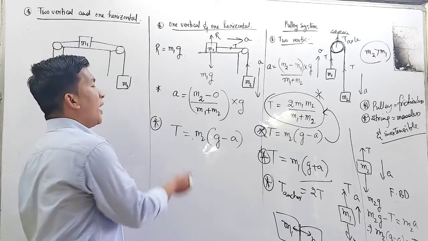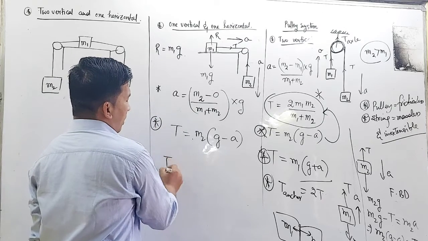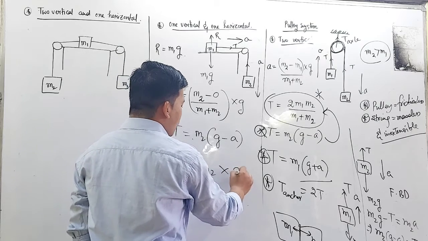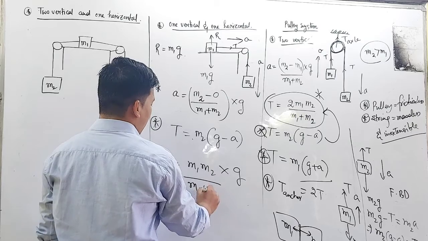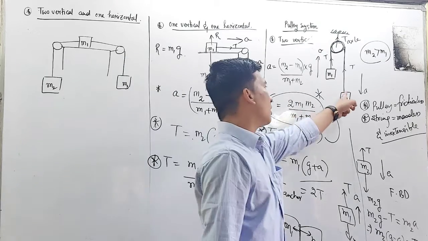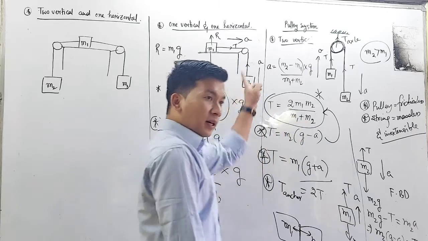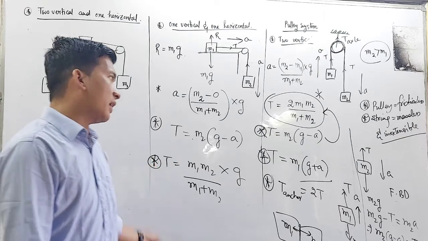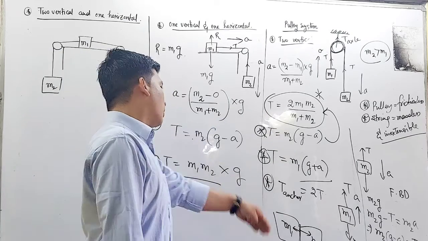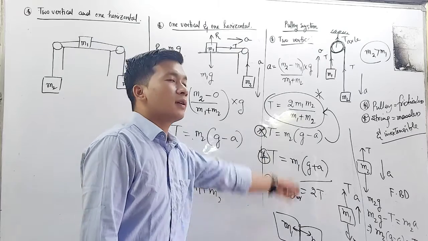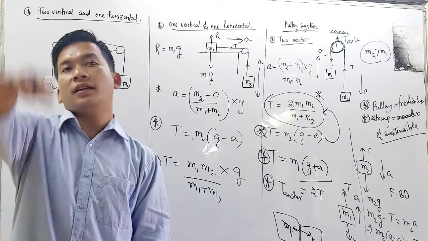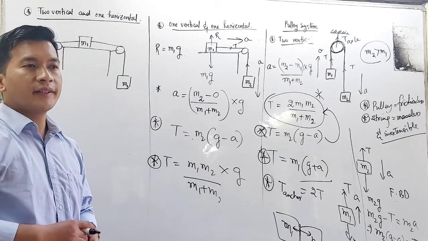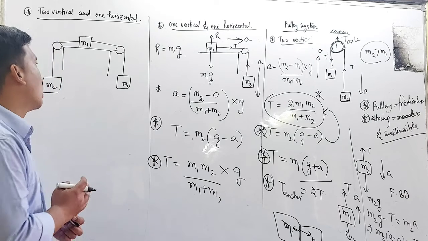Now see the exact formula: this will be M1 M2 into g divided by M1 plus M2. Two masses, one vertical. You can directly memorize this formula by heart, or you can go through our simpler concept of decreasing and increasing masses, use the zero, and you will obtain the same result.